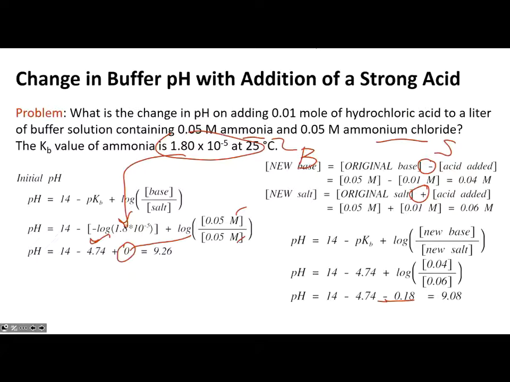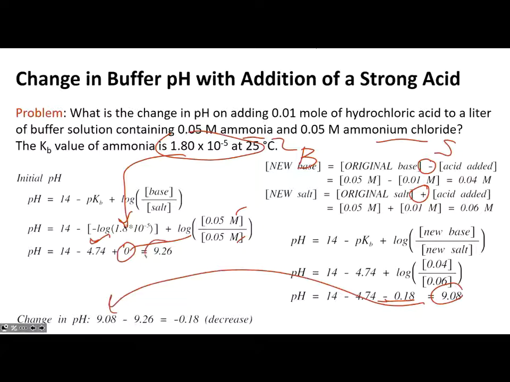By the time you do all of that, 14 minus 4.74 minus 0.18 from solving that log, you get 9.08. Remember, to calculate the change, which was this question, you take where you ended up, the 9.08, and subtract from it where you started, so 9.08 minus 9.26 means we had a decrease in pH. The pH got lower by 0.18.